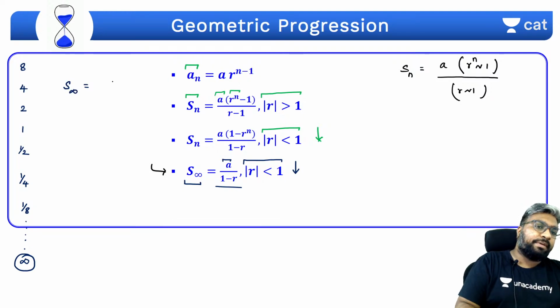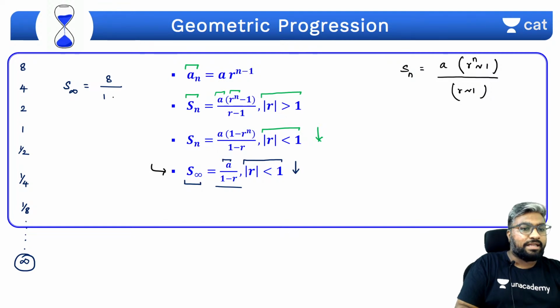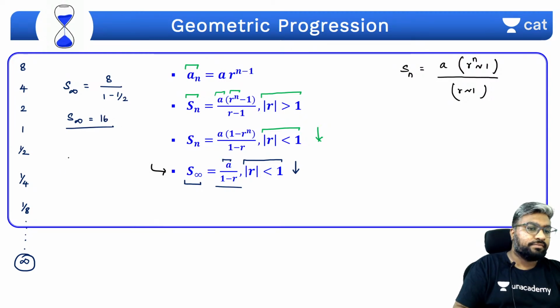Infinite terms, meaning what? a by 1 minus r. What is it here? It is 1 by 2, right? 1 minus 1 by 2. So the sum of infinite terms here will be 8 by 1 by 2, which is 16.